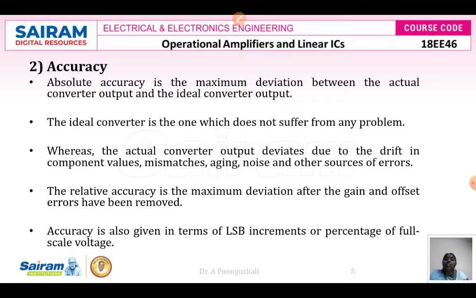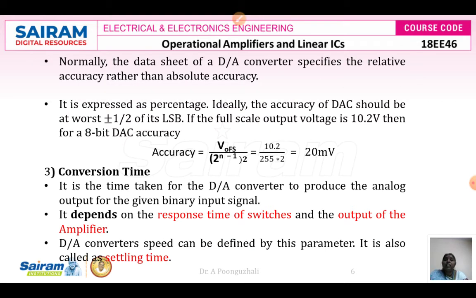So we can define it in terms of relative accuracy. Relative accuracy is nothing but the maximum deviation after the gain and the offset errors have been removed. Absolute accuracy is the maximum deviation between the actual converter output and the ideal converter output, but relative accuracy is the maximum deviation after the gain and offset errors have been removed. Accuracy is also given in terms of LSB increments or a percentage of full scale voltage. Normally the data sheet of your digital to analog converter is going to specify the relative accuracy rather than your absolute accuracy.